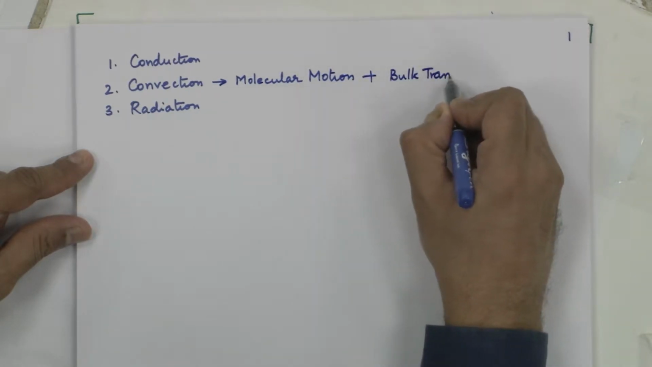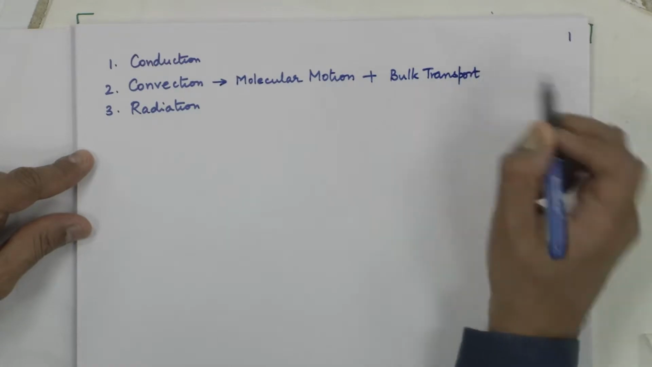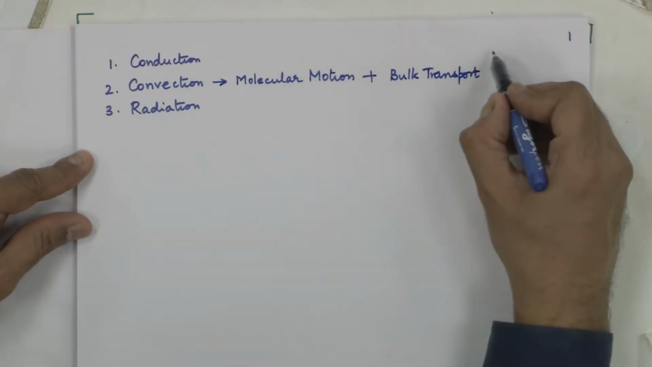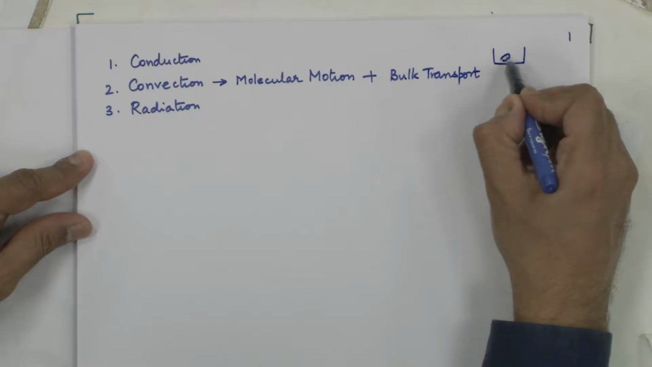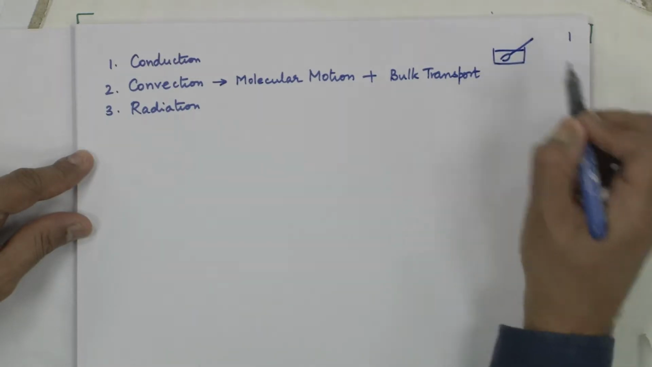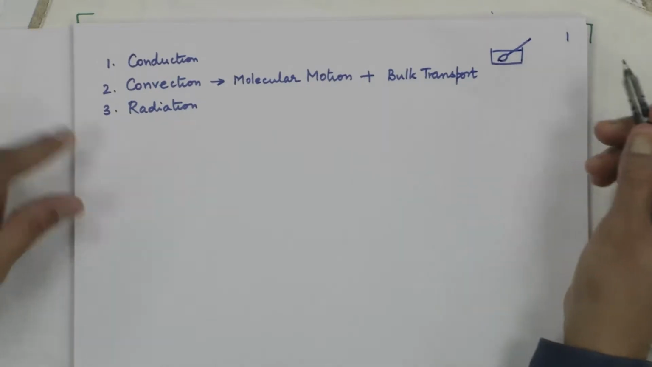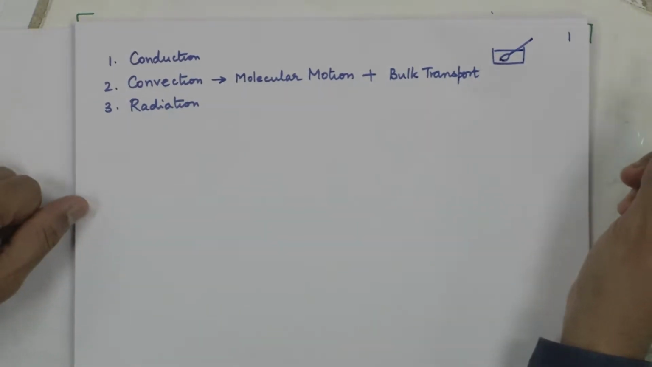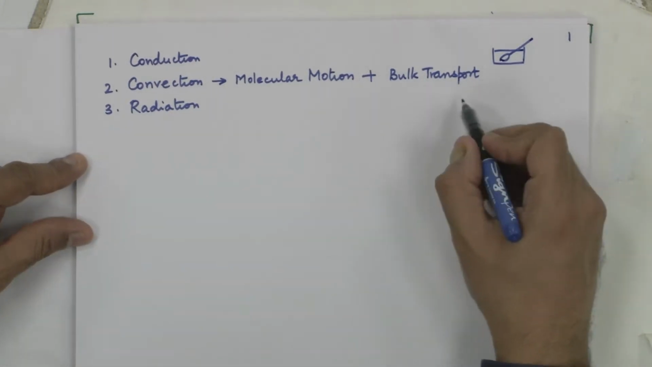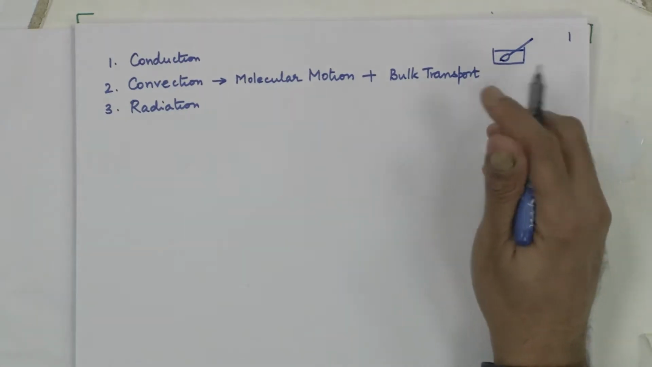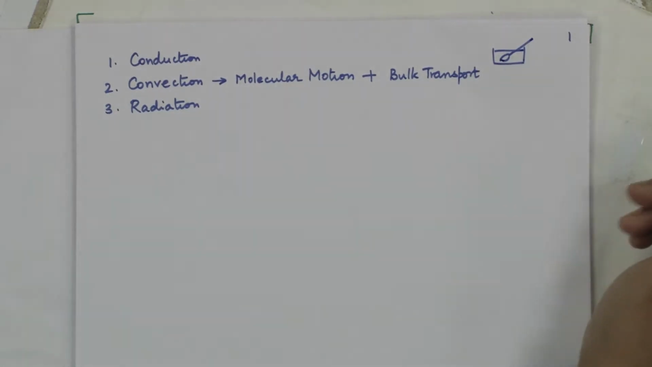This is what would have been the definition, and examples would be: you have a spoon which is placed in a hot liquid. After some time the tip of the spoon also starts to become hot. This is a classic example given for conduction. Radiation heat transfer is how energy comes from the sun to the earth.